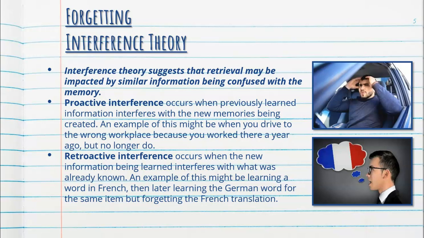Retroactive interference is a little bit different. This occurs when the new information being learnt interferes with what was already known. An example of this might be learning a word in French, then later learning the German word for the same item, but then forgetting the French translation.